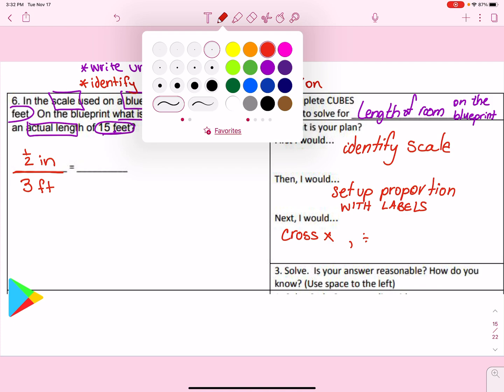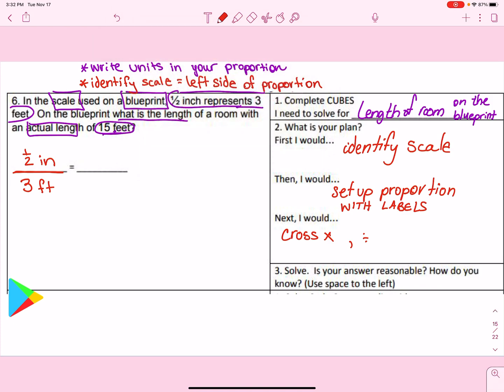So let's do that. Let's finish filling in our proportion here. If this is inches and feet, then on our second half of our proportion, we can use what we know. And it asks us about 15 feet. So looking at that proportion, the way it's written, 15 is going to go on the bottom with the unit of feet. So this is our unknown. Let's get into our cross multiply.